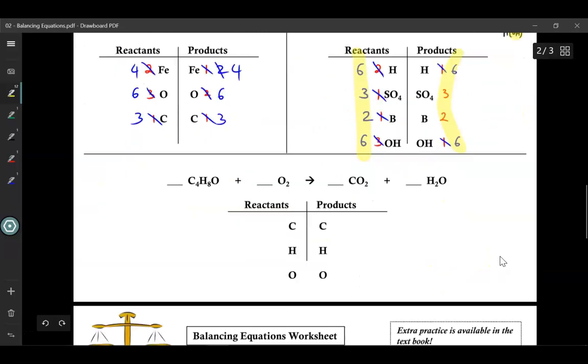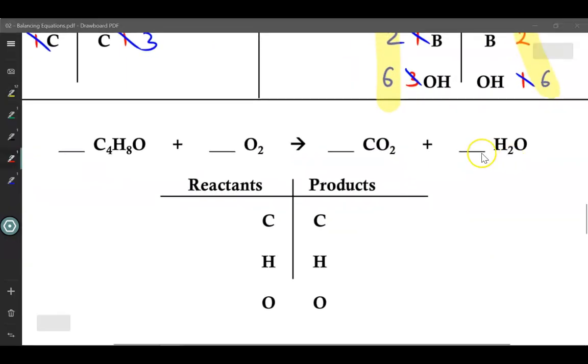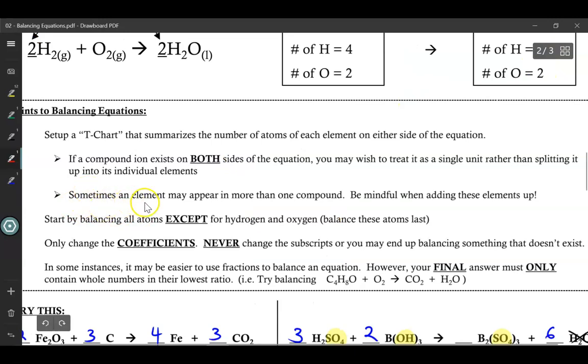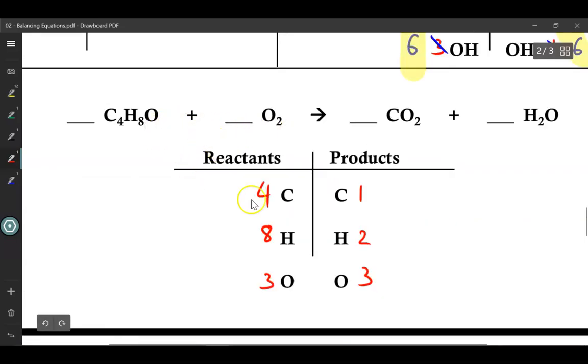Alright, let's take a look at the last one down here. Alright, so let's count how many atoms are on each side initially. This one's a little trickier, but here we go. 4 carbons, 8 hydrogens, but 3 oxygens. You'll notice that both reactants have an oxygen atom inside of them. And that leads us to this hint. Sometimes an element may appear in more than one compound. Be mindful when adding these elements up. So that's where a lot of students will make their silly mistakes as well. Same on this side, 1 carbon, 2 hydrogens, but 3 oxygens, 2 from here, 1 from here.